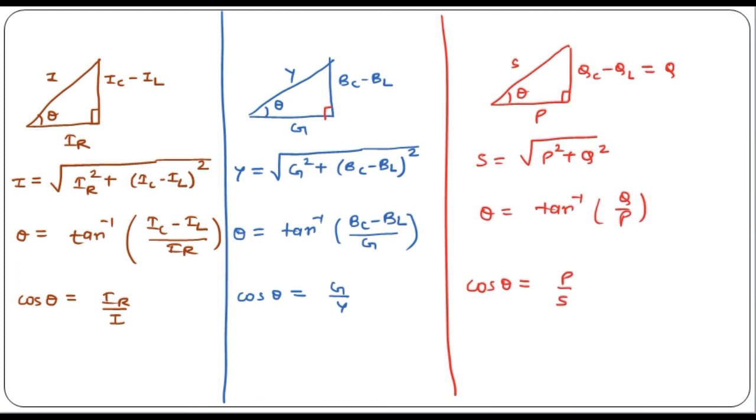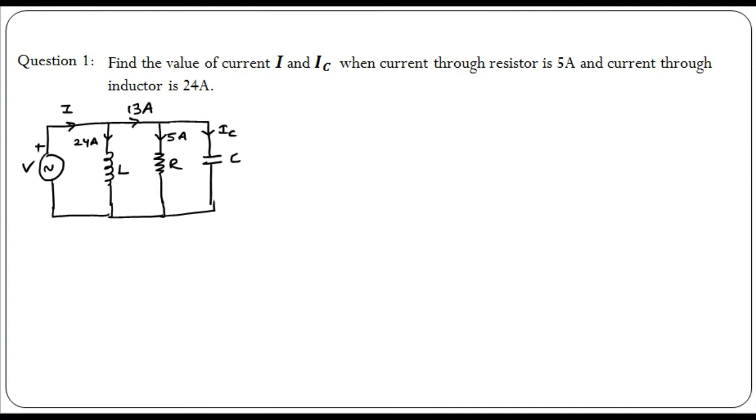Okay, now let us see the next question. Find the value of the current I and IC when the current through the resistor is 5 ampere and the current through the inductor is 24 ampere. So here we have R, L and C connected in parallel. The current flowing through this resistor is 5 ampere, already given in the question, and the current flowing through the inductor is 24 ampere. We have to find this current IC flowing through the capacitor, and also the total current I.